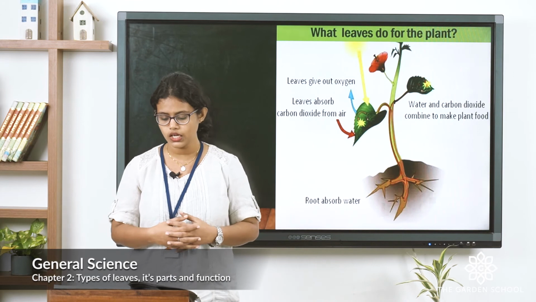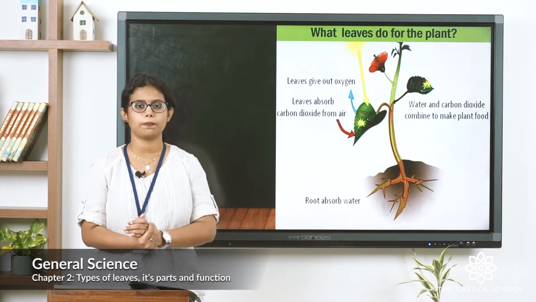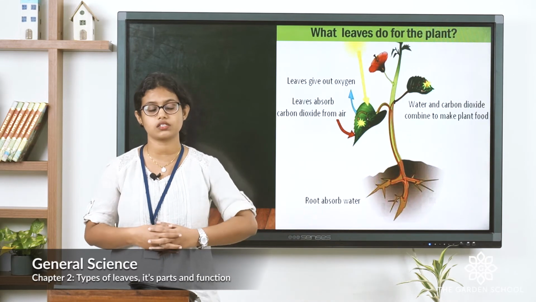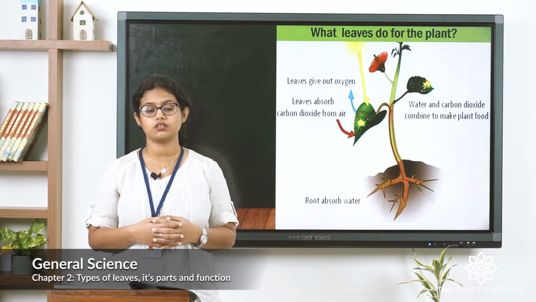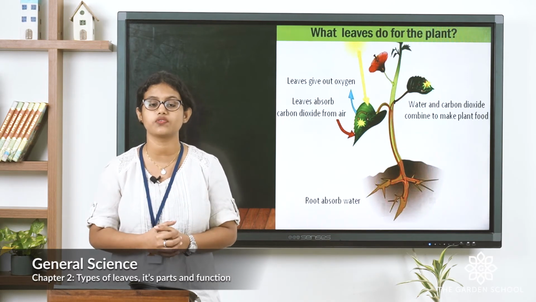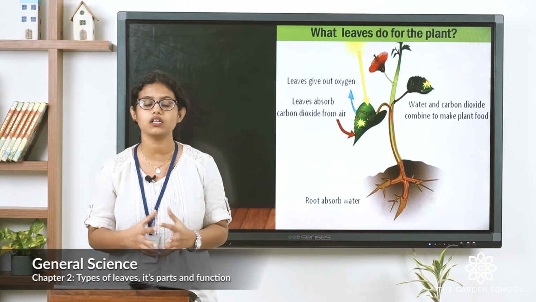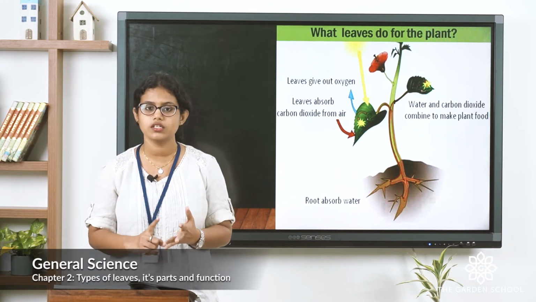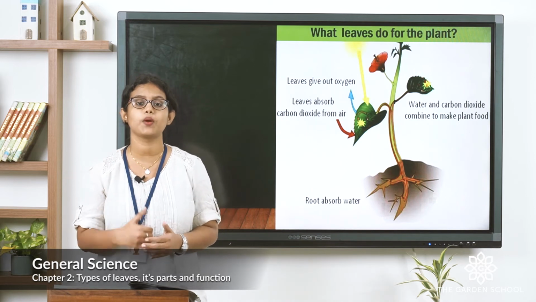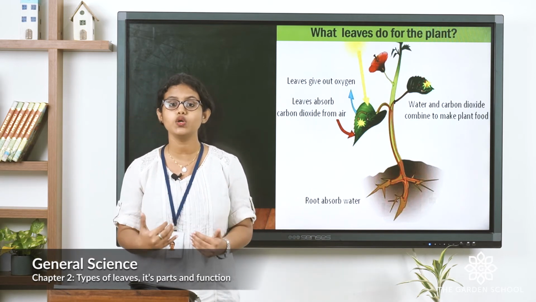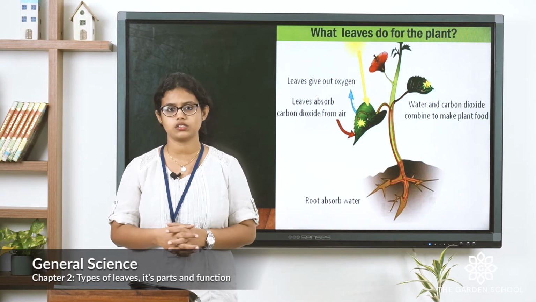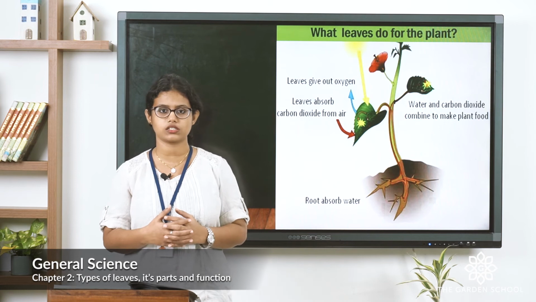Now let's see what leaves do for the plant. When we started the class, we learnt the different parts of the plant, that is the root, stem and the leaves. And we discussed the function. The root helps the plant to get water. The stem carries water and food for the plant. And the leaves prepare food for the plant. So what do leaves do for the plant? They prepare food for the plant. So how do they prepare food?